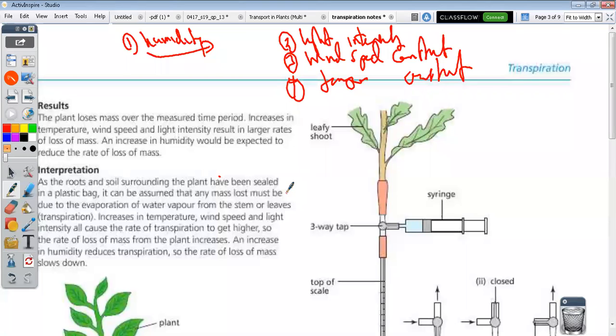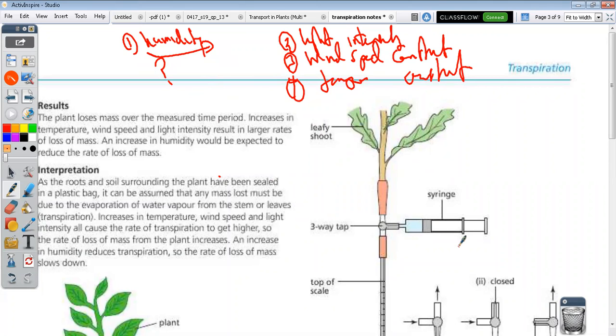Now, this one is the tricky one of all. How do you investigate humidity? Remember I said high humidity means low transpiration. How do we investigate that? How do you change it so that one plant is in a different humidity? Because now in your atmosphere, you've got the same amount of humidity. How are you going to do that?